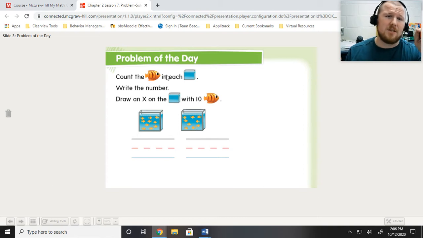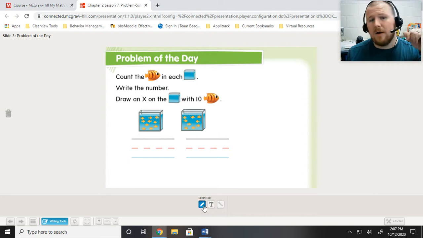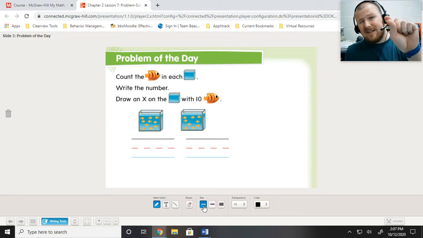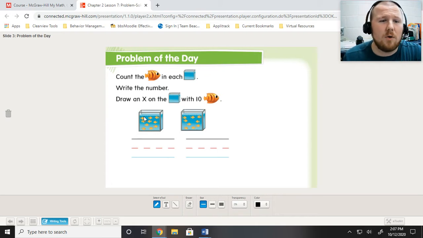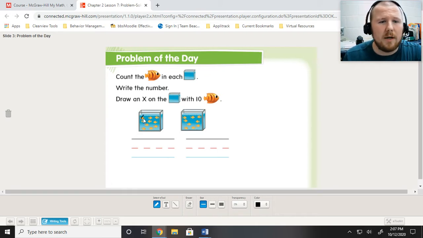It says count the fish in each tank. Now you already know what I'm about to do. I'm about to pull my pencil out so I can make sure I count each specific fish and I don't count it twice, so I get the right number. So let's take a look. 1, 2, 3, 4, 5, 6, 7, 8, 9, 10.